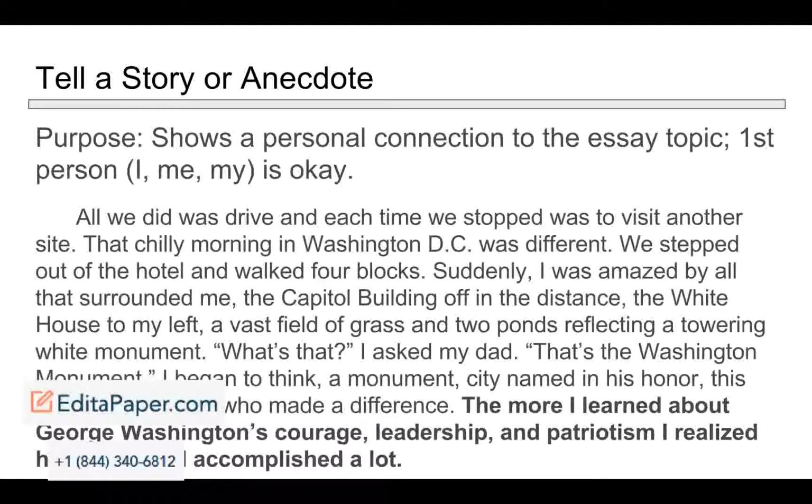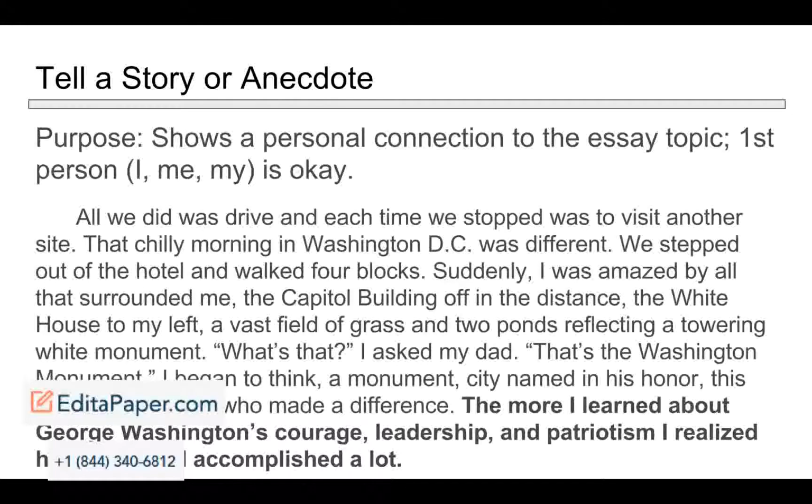So the first one is to begin by telling a story or starting with an anecdote about how your past life experience has allowed you to understand a particular topic. So it shows that connection between you and the essay topic. This is the only case in which it's okay to use first person: I, me, my, because obviously you're telling a story about your life.